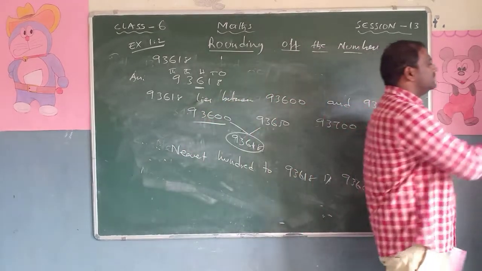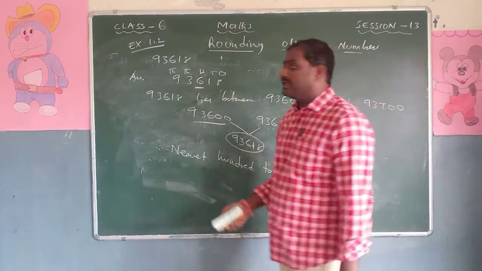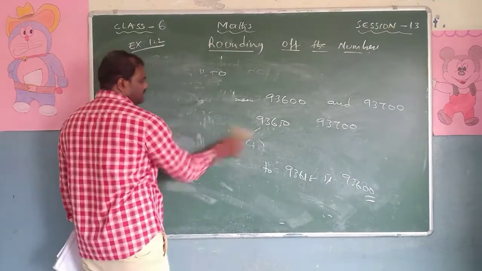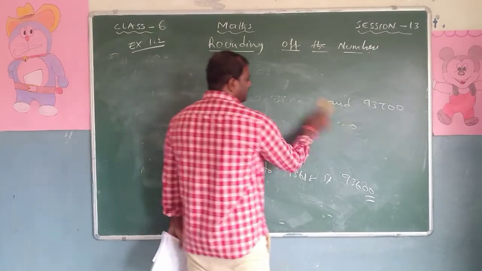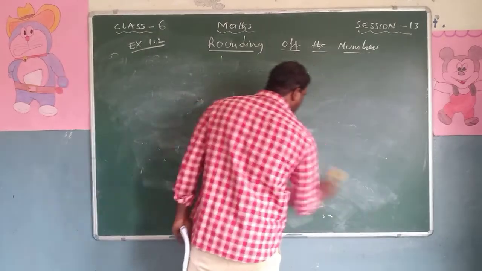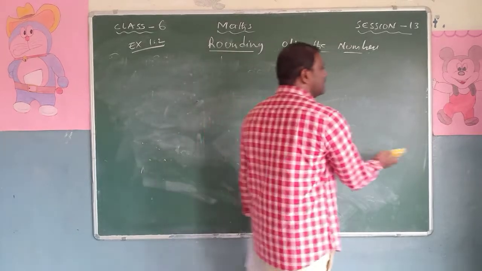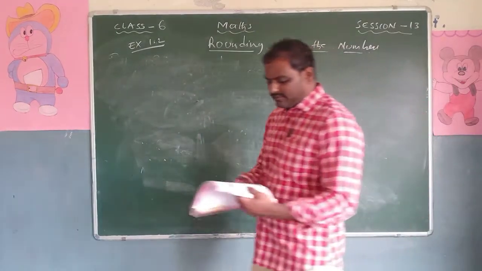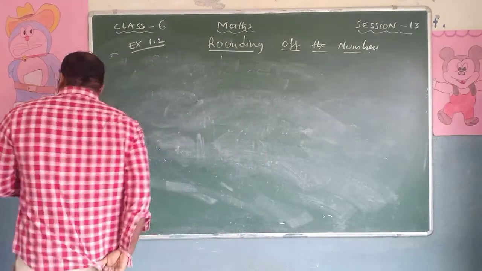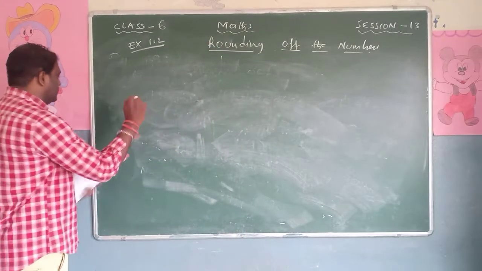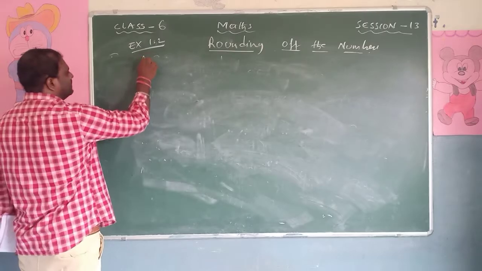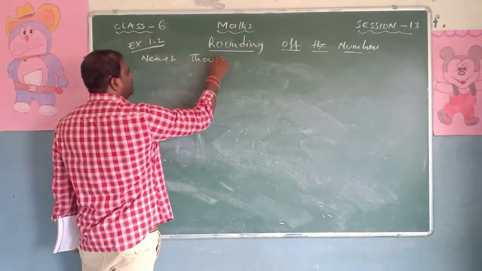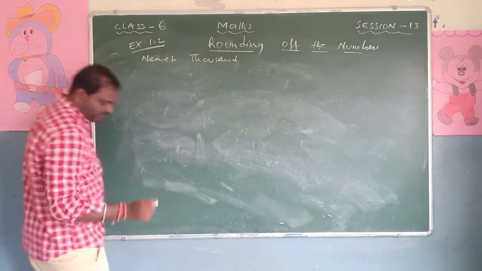Okay. So this is the question given for nearest hundreds. Now the same type of question, nearest thousands. So look at question number 3. What is given? Nearest thousands. In this case also 4 questions are given. So I will explain how to write. Very simple. No need to get confused.